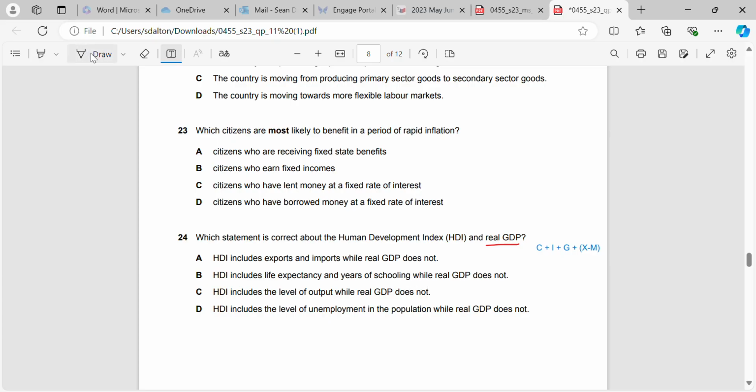So, if we know what those components are, we should be able to figure out this question. HDI includes exports and imports, while real GDP does not. That's false. Real GDP does include exports and imports because it's right here. It's X minus M.